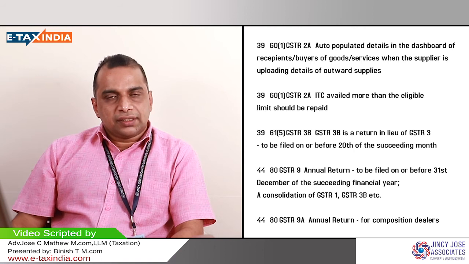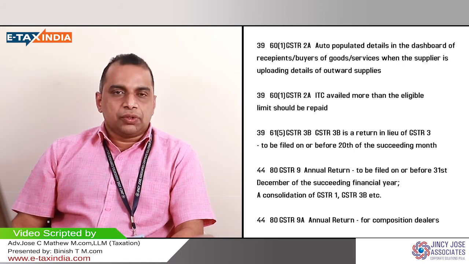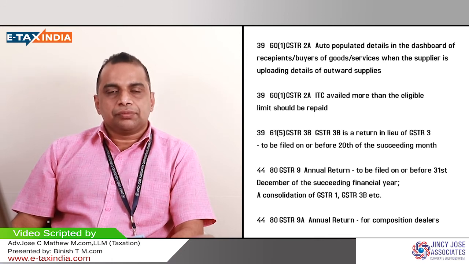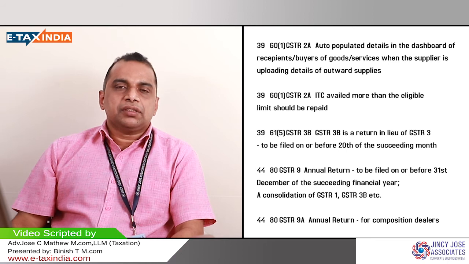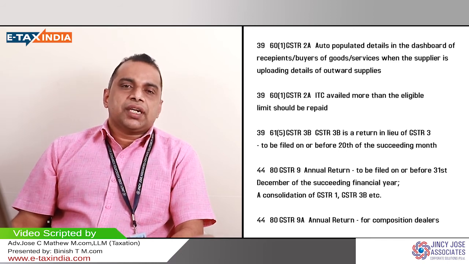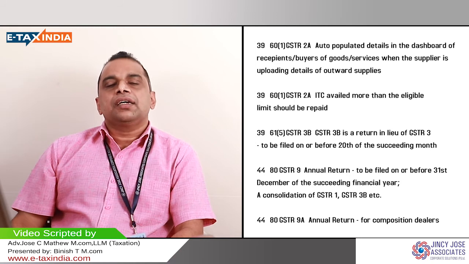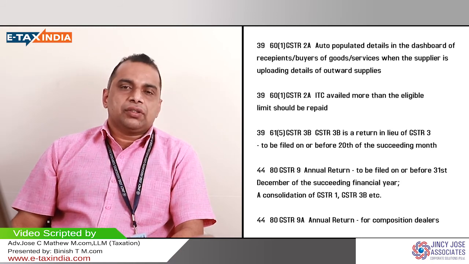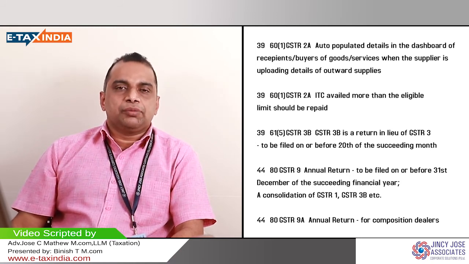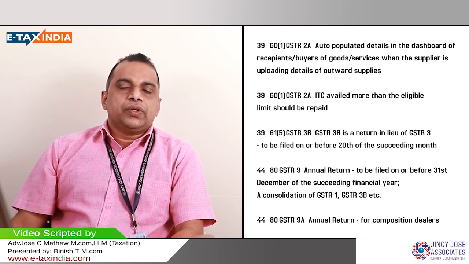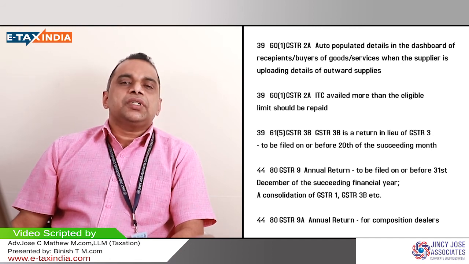Next one is GSTR 6, the return for input service distributor. The return to be filed by an input service distributor is form GSTR 6. Input service distributor means there will be a head office and a number of branches. The service will be availed by the head office, and the head office has to proportionately distribute the input tax credit availed to its branches, because the branches are availing the facility or the services. The head office itself cannot take the complete input. It has to distribute the same.